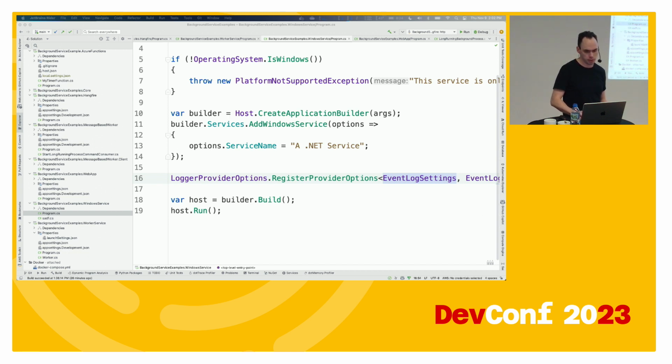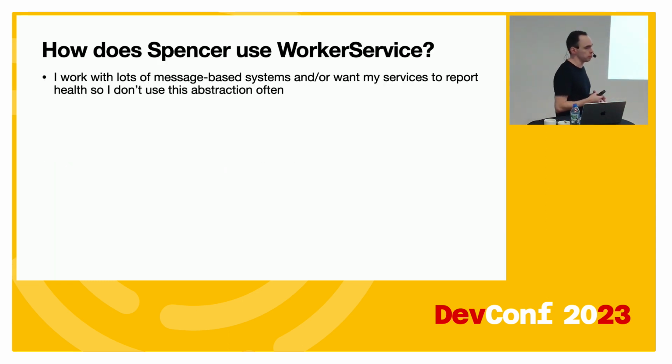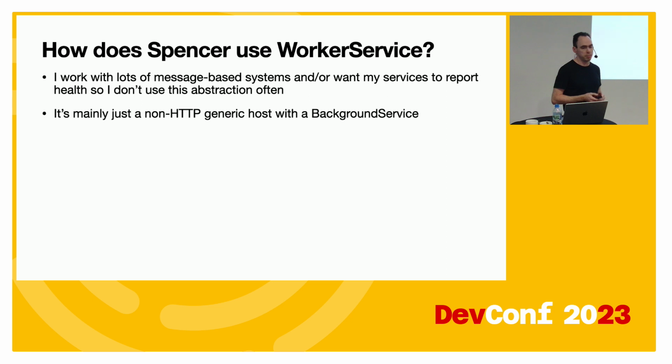I gotta find my cursor here. There we go. Boom. How do I use worker service? The work that I do is either really legacy, it seems, so I'm already working with existing services and looking to migrate them away from being Windows services, or I'm working in kind of microservice-y, message-based architectures where I simply just don't have a use for something like worker service because it's mainly just a non-HTTP generic host.